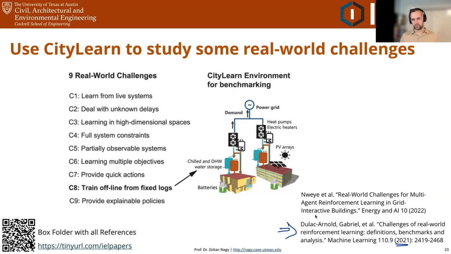So one of the bigger challenges, C8 here, training offline from fixed logs, seems to be one that's reasonable to explore, because at the end of the day, buildings are not robots. They're running and we know what they do, and very often they have some default settings. So the appropriate approach to applying a model-free approach to RL in buildings, in my mind, is to use those settings to jumpstart everything, and then you can use model-free approaches to optimize it.